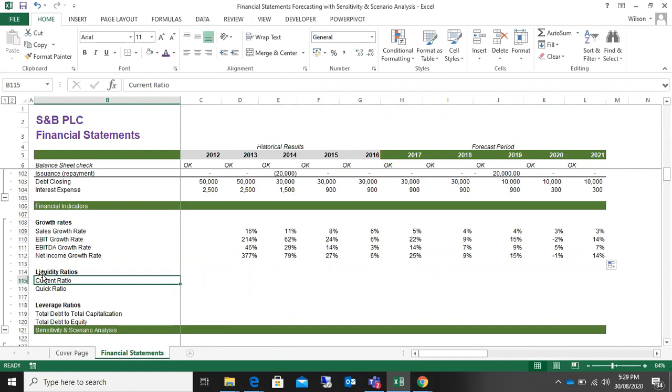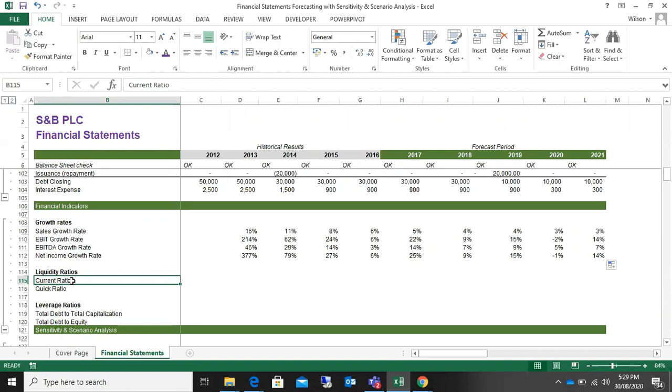Of course, for the liquidity ratio, we have the current ratio and we have the quick ratio. The current ratio just looks at the ratio of your current assets to your current liabilities. Now, you understand that in financial reporting, the ideal ratio that you should have for your current ratio is 2 to 1, meaning that if your current liability is 10, your current asset should be 20. And the reason for this is straightforward.